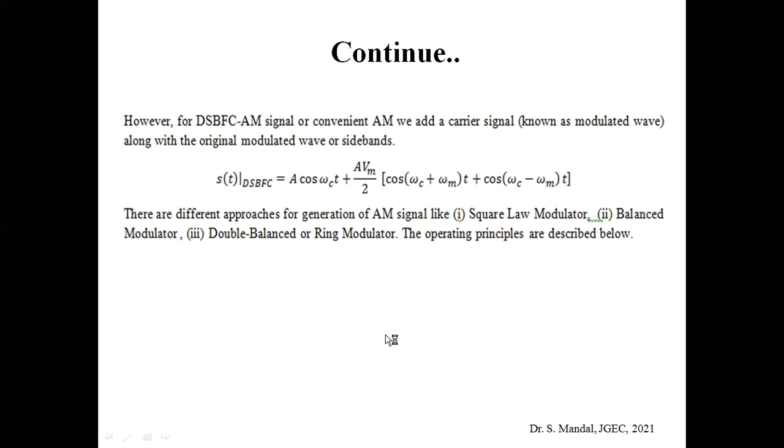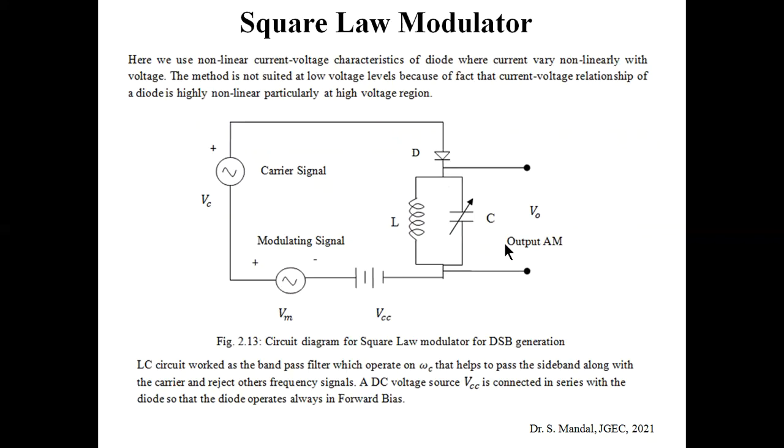quite different. Okay, so in real life we use a square law modulator, balance modulator, double balance modulator or ring modulator. Okay, so these three types of modulator are very popular and very cheap for practical implementation. That's why we shall discuss only these three types of modulator one by one. So first of all, let us consider the square law modulator.